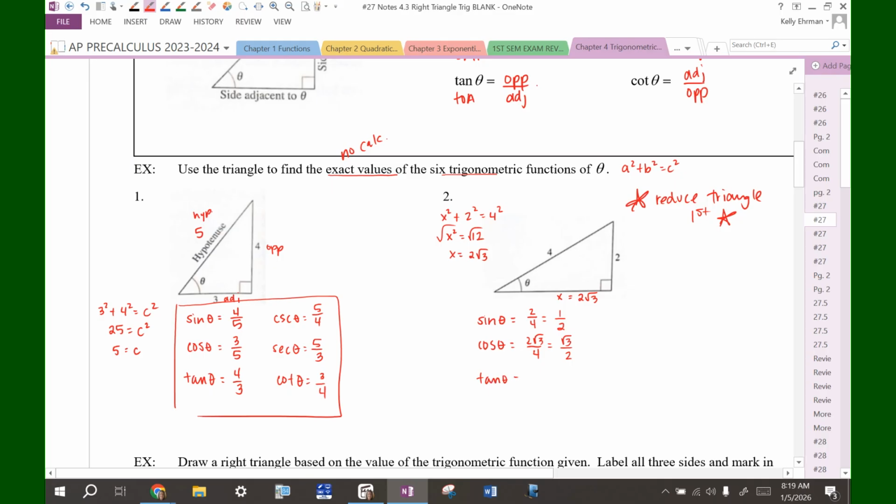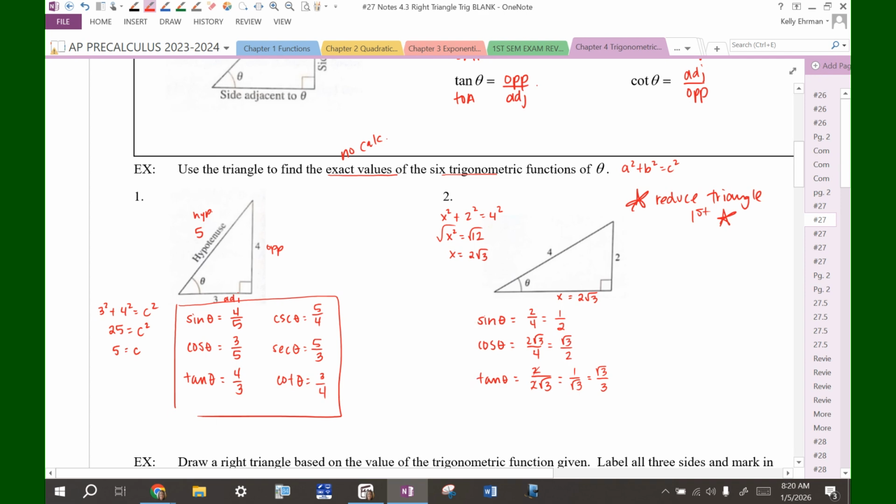And tangent theta is going to be opposite over adjacent, 2 over 2 radical 3. Those 2's can cancel out. We also have to rationalize our denominator. So multiply by radical 3 over radical 3. This becomes radical 3 over 3.